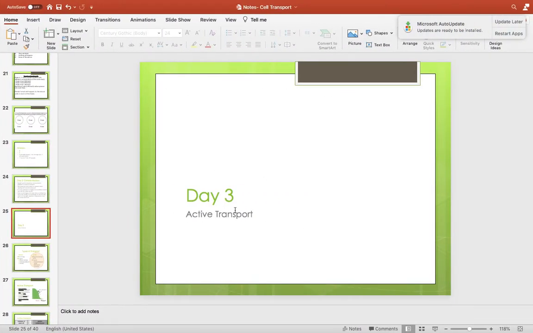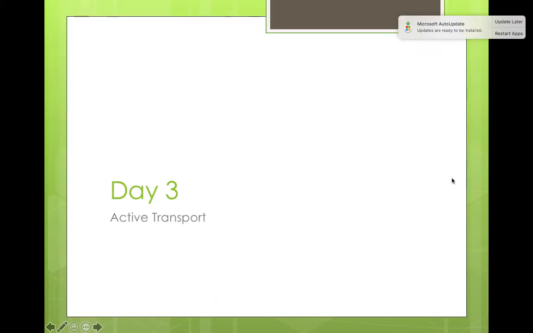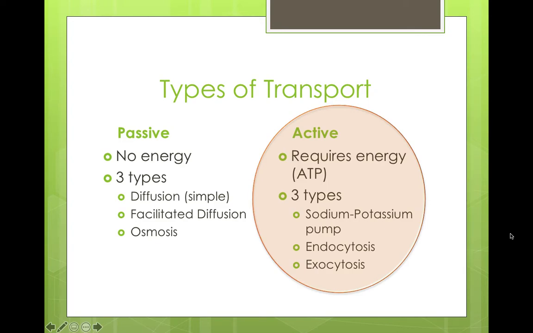All right. So day three, we'll be talking about active transport, and this will be the last day for the new information. All right. So active transport. Just like before, active transport is what we'll be talking about today. It requires energy. Remember that energy molecule is known as ATP. There are three types: the sodium potassium pump, endocytosis and exocytosis.